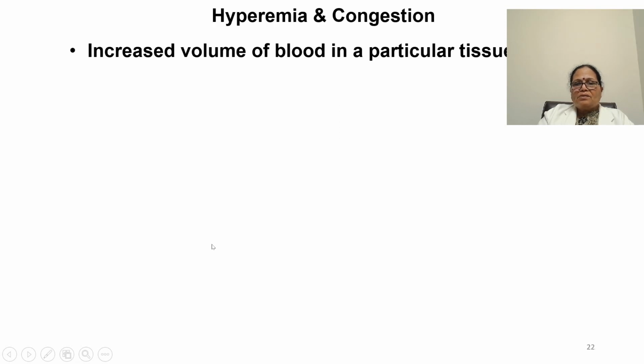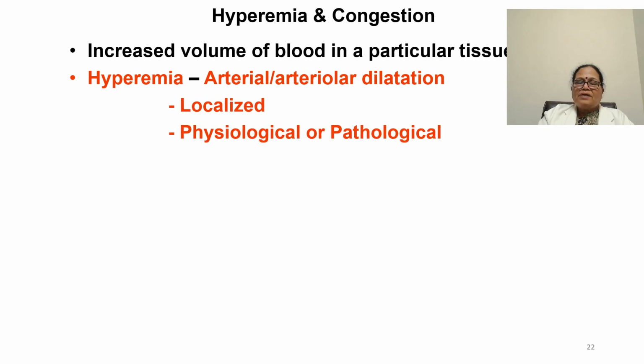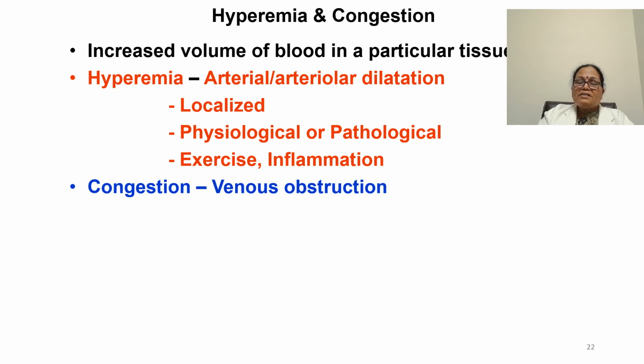So, hyperemia and congestion are an increased volume of blood in a particular tissue. Hyperemia is arterial or arteriolar dilatation, which can be localized, physiological or pathological, seen in exercise or inflammation. And congestion is venous obstruction.